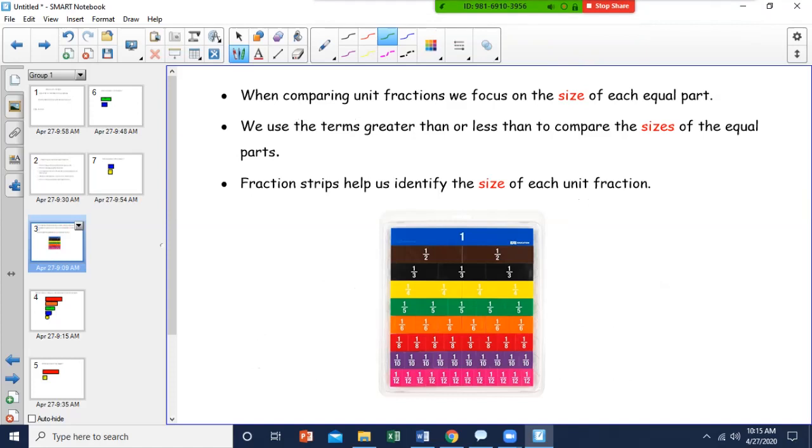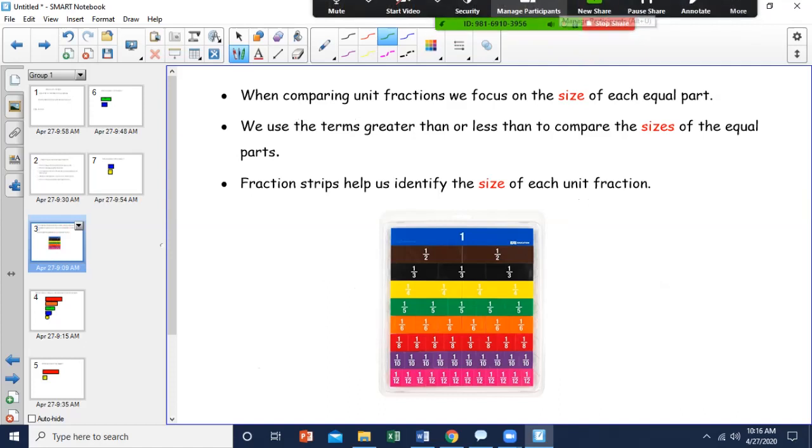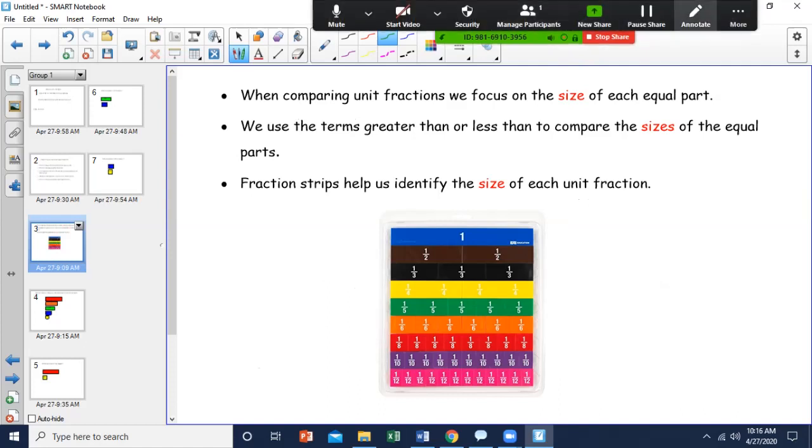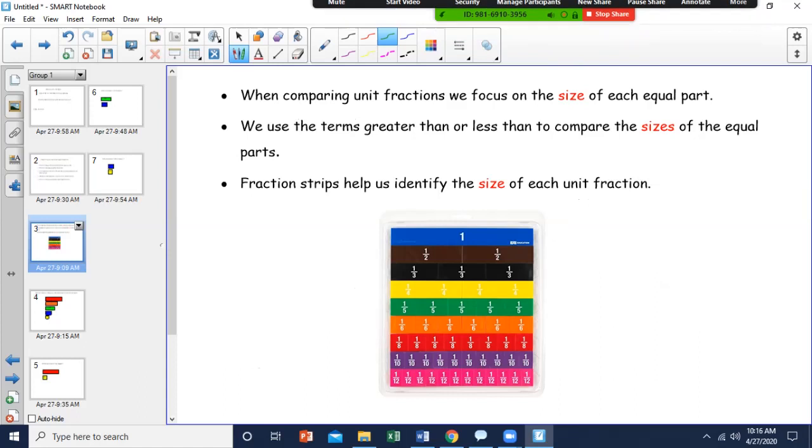So when comparing unit fractions, we really focus on the size of each equal part. And we can use the terms greater than or less than to compare the sizes of those equal parts. And fraction strips are a good tool we can use that helps us see the size of each unit fraction. Let's see how we can use these fraction strips to help us identify the size of each unit fraction.